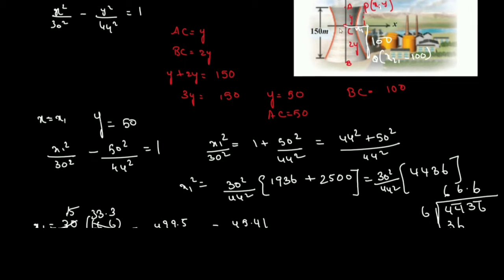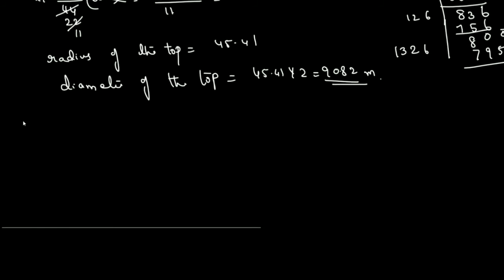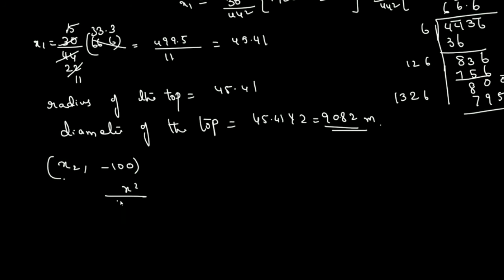Why is it minus 100? Because this is the fourth quadrant. This is first, second, third, fourth. X is positive, y is negative. So let us substitute now. The same equation we have to take. So the equation is, put x2 and minus 100: x square by 30 square minus y square by 44 square is equal to 1.